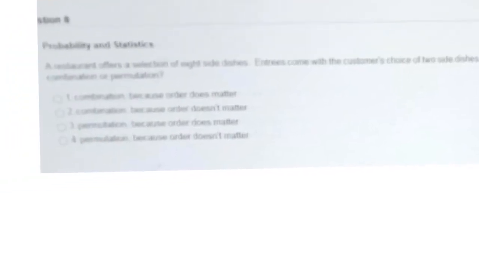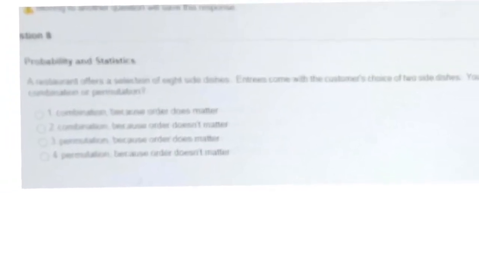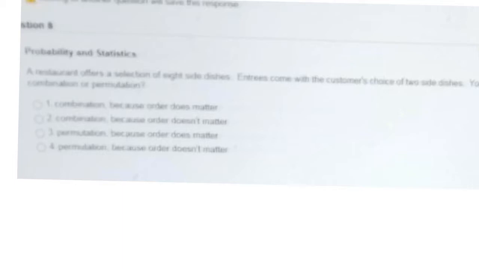All right, this is atrociously blurry, but we will work with it. So a restaurant offers a selection of 8 side dishes. Entrees come with the customer's choice of 2 side dishes. You must compute how many possible sets of 2 side dishes can be ordered. Will you use a combination or permutation?